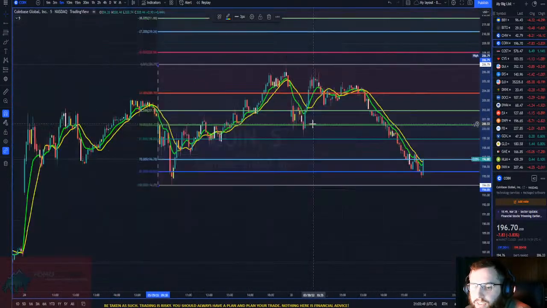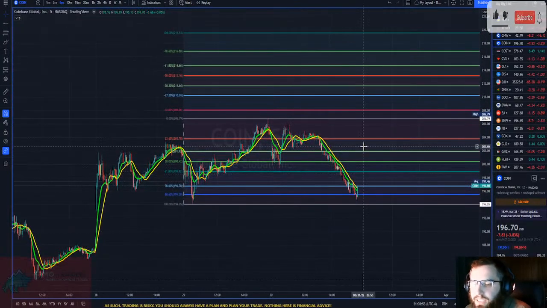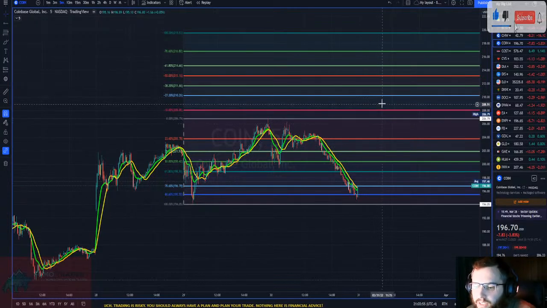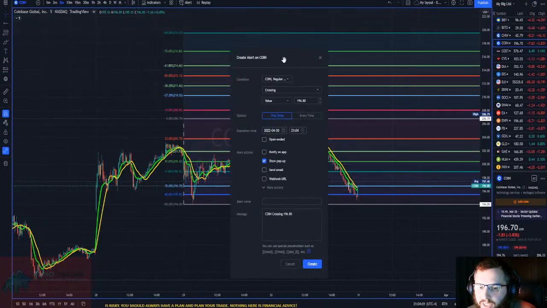Come back over here to our 5-minute. We're just keeping this strategy simple, letting the chart and the Fibonacci tell us what our price targets and what our stop loss should be. So we're going to set up the alert. We're looking above 206.79, so we'll just call it 206.80. So Coin over 206.80. And if we come over here to the options, let me pull these up for you guys.